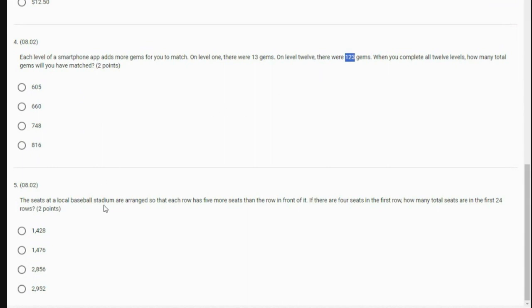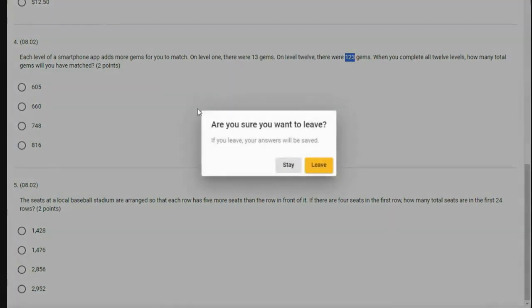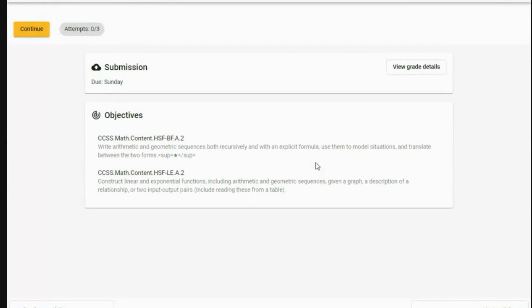The seats at a local baseball stadium are arranged so each row has 5 more seats than the row in front of it. If there's only 4 seats in the first row, how many total seats, how many total tickets can you sell if you have 24 rows? All right, so there you go. 5 simple questions that you have the formulas for. Let's look at geometric and see how this compares now. So we're going to switch gears from arithmetic to geometric.